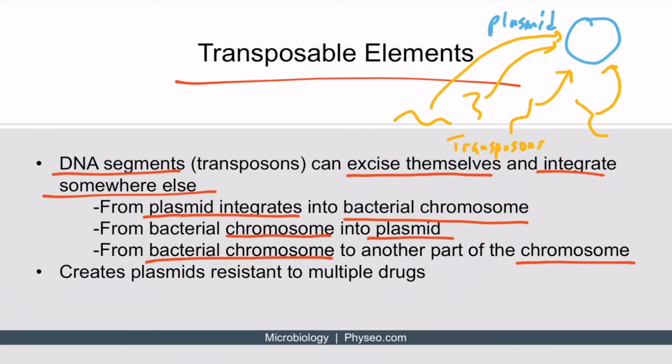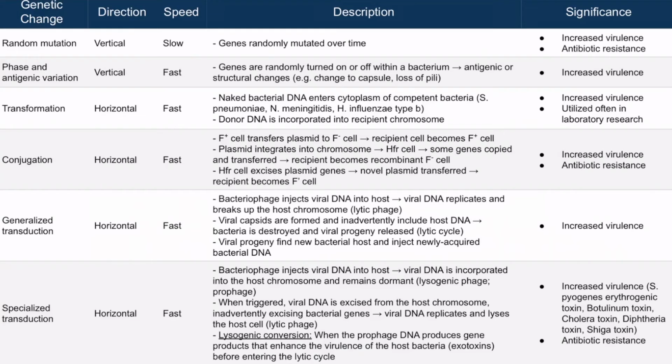This is a scary thought. We'd end up having a plasmid that looks like this. And imagine if each one of those transposons carried an antibiotic resistance gene. That's terrifying. So what's the significance of transposable elements? Well, they can create plasmids that are resistant to multiple drugs. This whole table discusses how bacteria can exchange genes to increase their virulence.